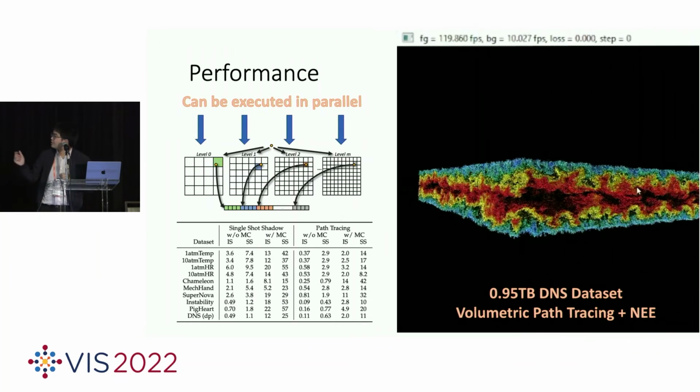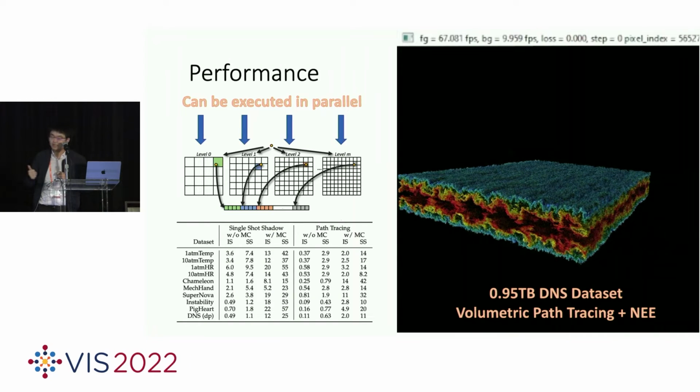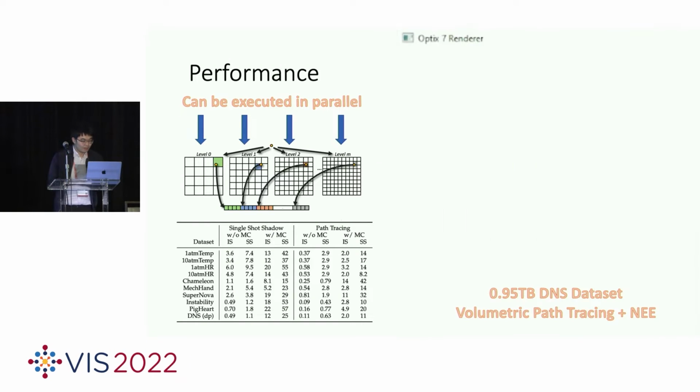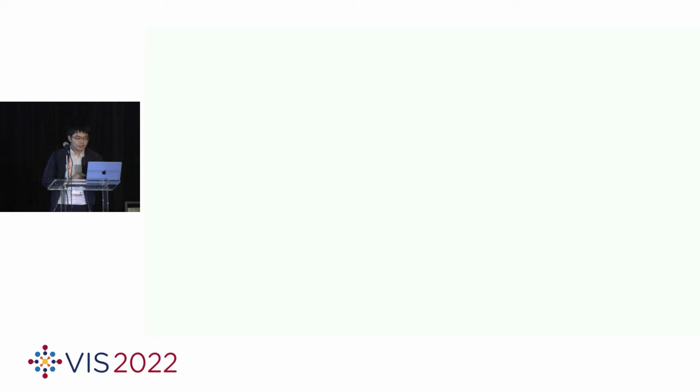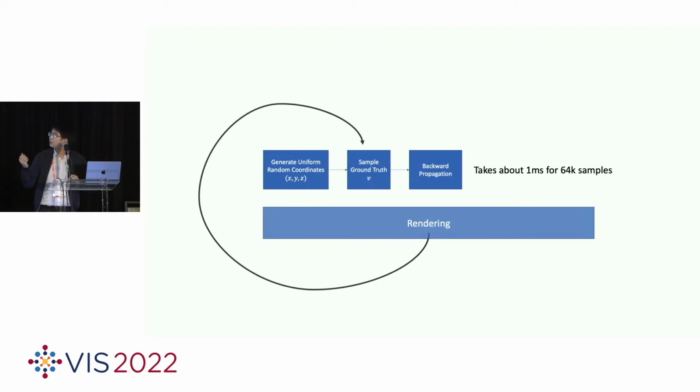And this is rendering with volumetric path tracing with single direct lighting with next event estimation. Interestingly, we found that because our training implementation is pretty fast, which is about 1 millisecond per step, we can actually fit the training step inside the render loop and achieve online training. So we can repetitively refine the training while we are rendering.